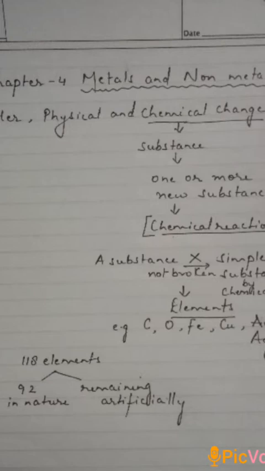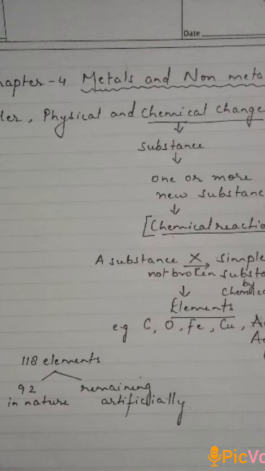You have studied previously about matter, physical changes and chemical changes. So, let us remind ourselves about chemical change. A chemical change is a change in which a substance is changed into one or more new substances. And such a change is a kind of chemical reaction.